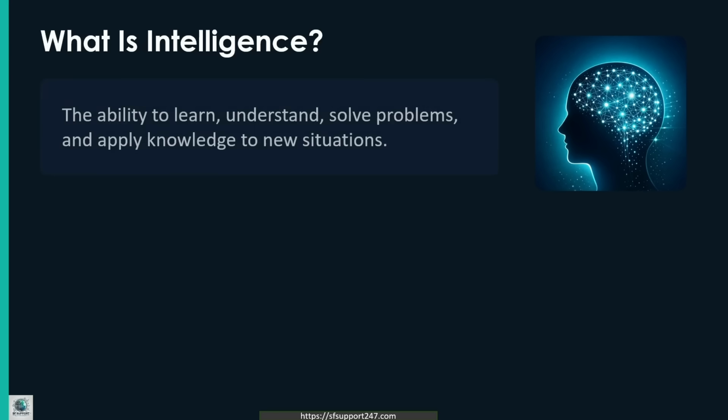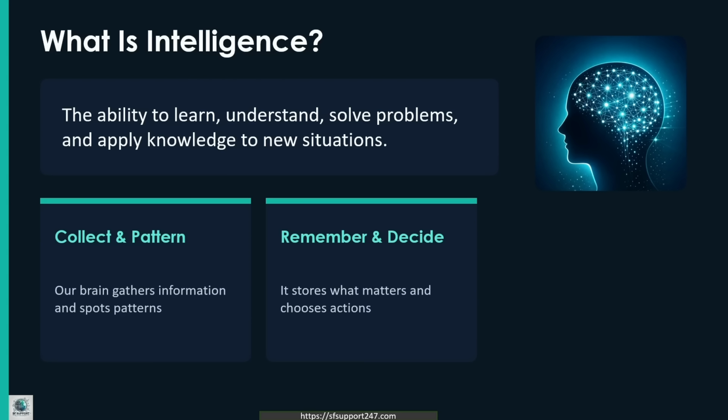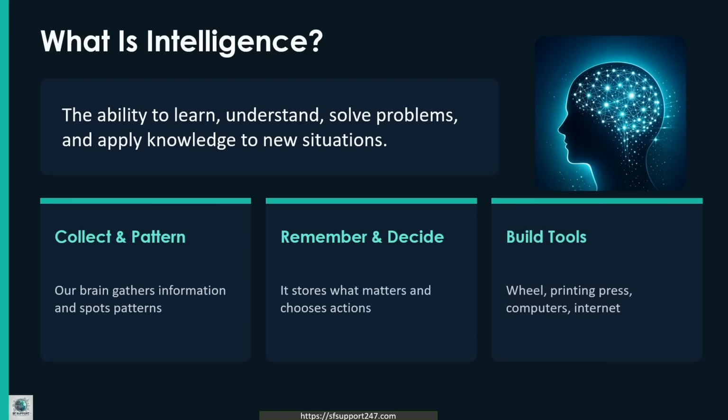What is intelligence? The ability to learn, understand, solve problems, and apply knowledge to new situations is called intelligence. First, our brain collects and gathers the information and spots the pattern. It stores what matters and chooses action.